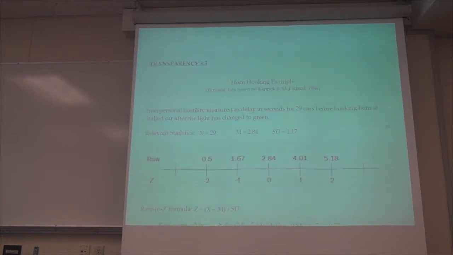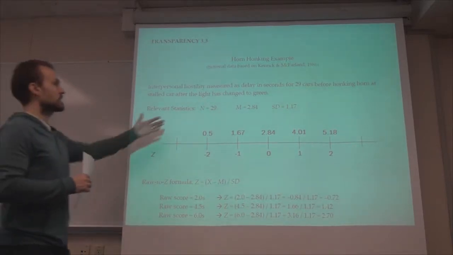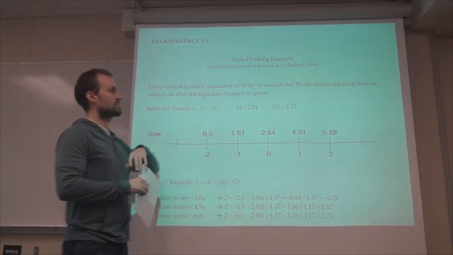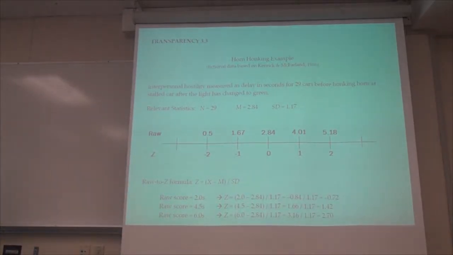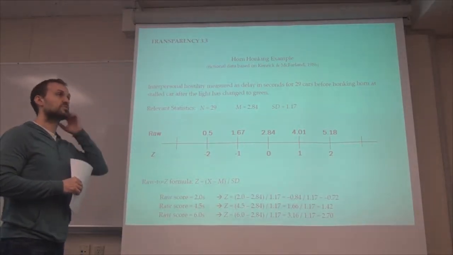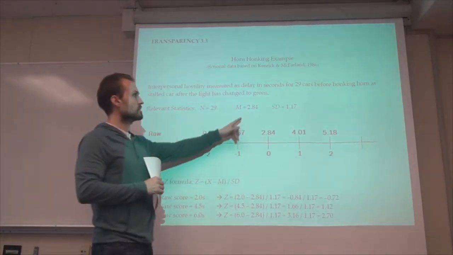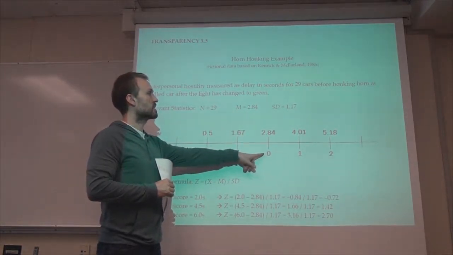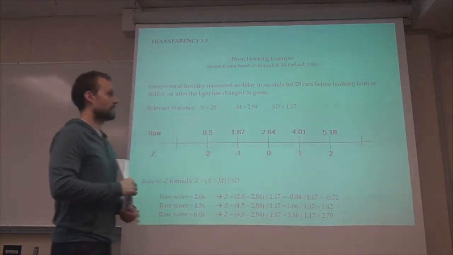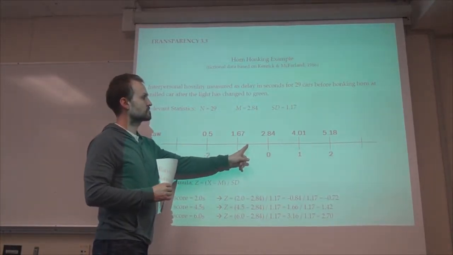And I have another example, the horn honking example, where I have 29 values, a mean of 2.84, a standard deviation of 1.17. Now the numbers aren't as nice anymore, but the idea is the same. If I want to see where a score of 2 seconds sits, well, the mean is 2.84. If I look at 2 seconds, it sits over here somewhere.